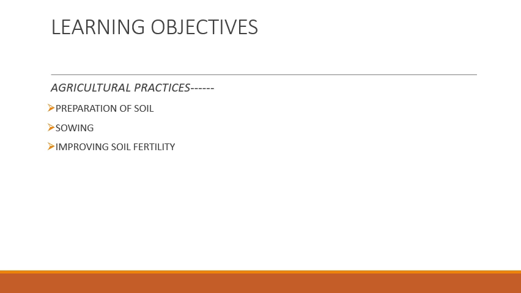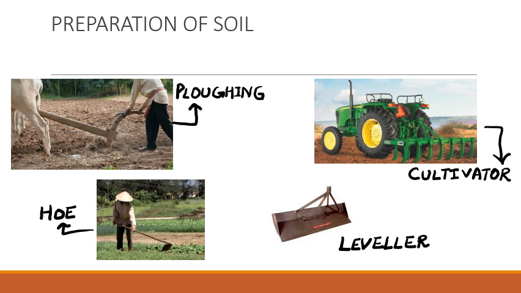The various steps involved in agricultural practices are preparation of soil, sowing, improving soil fertility, irrigation, protection from weeds, harvesting and storage. So today in this section we'll take three steps, that is preparation of soil, sowing and improving soil fertility. The very first step in growing a crop is soil preparation.